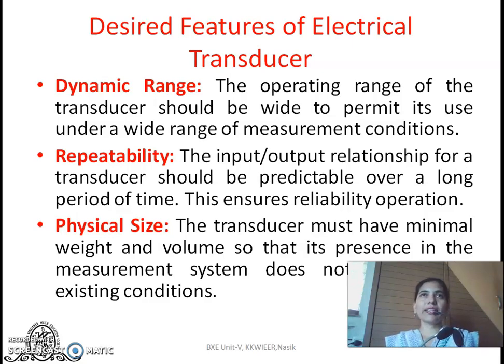And the last is physical size. The transducer must have minimal size, weight, and volume, so that it can be fitted easily into the measurement system and does not occupy much space. This is a desirable feature. So the basic 5 desired features are linearity, sensitivity, the dynamic range should be large, repeatability should be good, and physical size should be as small as possible.